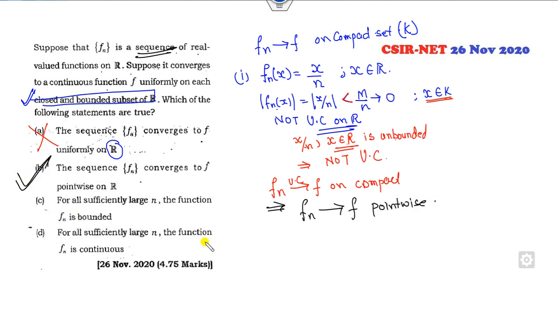For sufficiently large n, f_n is bounded. I already proved that f is unbounded, so this is also the wrong option. For sufficiently large n, the function is continuous. So we all know, since the function is not bounded, what does it mean? That function is not continuous, because every continuous function is a bounded function, but not bounded implies not continuous. So this option is also cancelled. The right option is only B, my right answer.